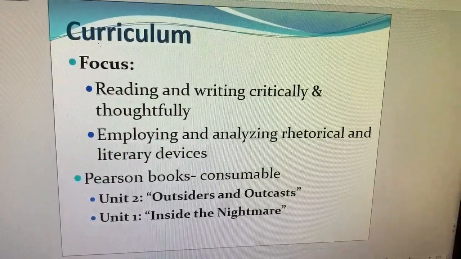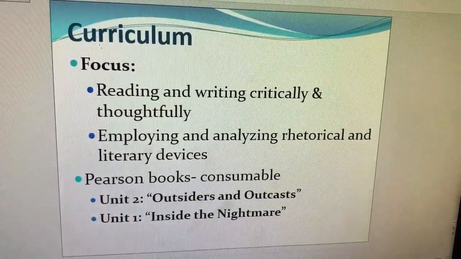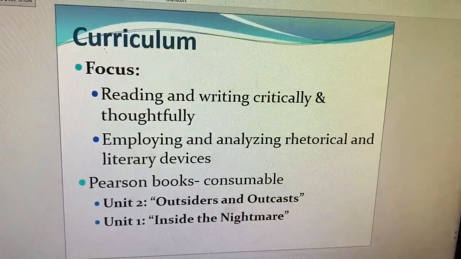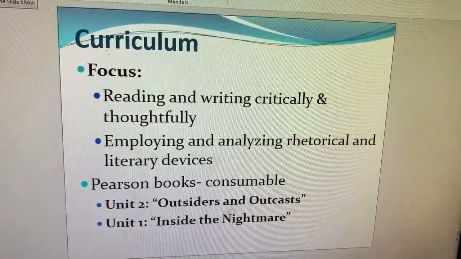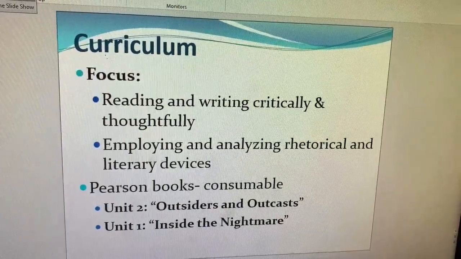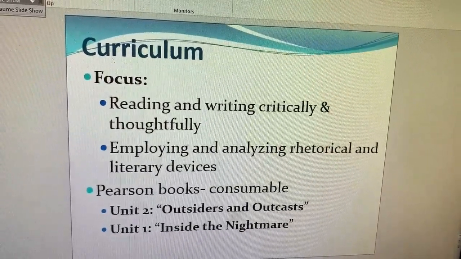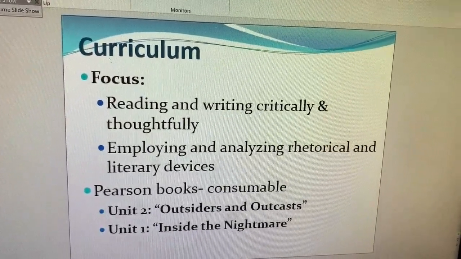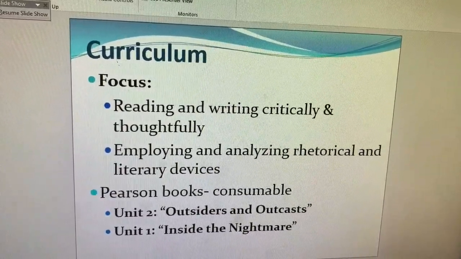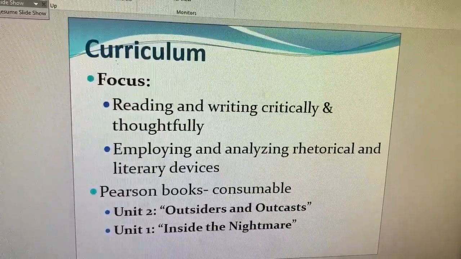Second semester, we focus on reading The Tragedy of Julius Caesar and some rhetorical speeches, and we'll analyze the rhetoric within those speeches. So there's a variety of speeches. And then at the very end of the year, we should be able to read Animal Farm.